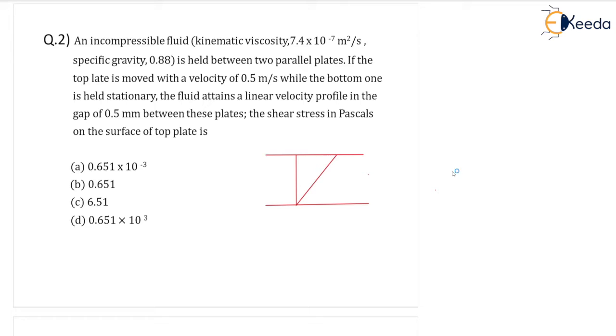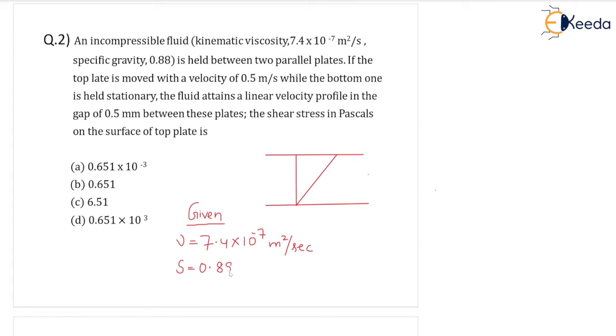Now we'll make the labeling for the diagram, as per the given data. An incompressible fluid having kinematic viscosity. We'll also keep on writing the given data. So given data I'm writing here. First of all, kinematic viscosity nu equal to 7.4 into 10 to the power of minus 7 meters square per second. Units are very important. Please take care of the units, everyone. Then specific gravity S equal to 0.88.